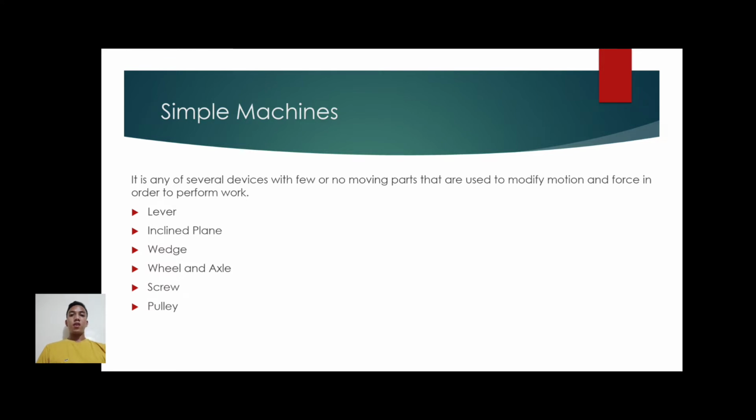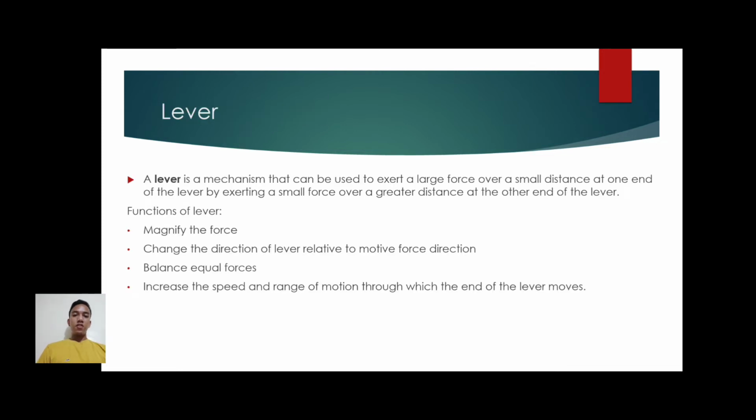So these are the 6 kinds of simple machines, which are the lever, inclined plane, wedge, wheel and axle, screw, and pulley. First is the lever. A lever is a mechanism that can be used to exert a large force over a small distance at one end of the lever, by exerting a small force over a greater distance at the other end of the lever.